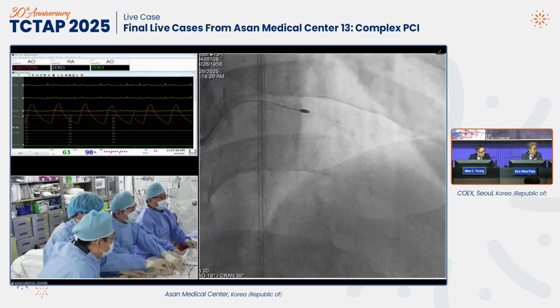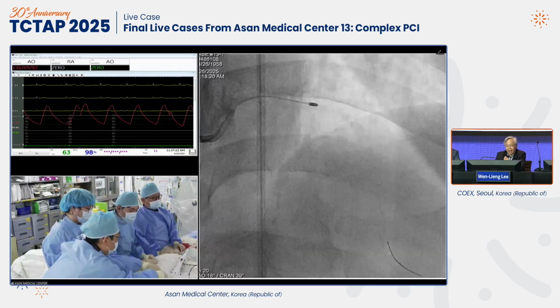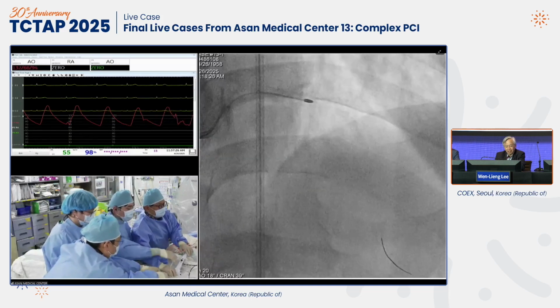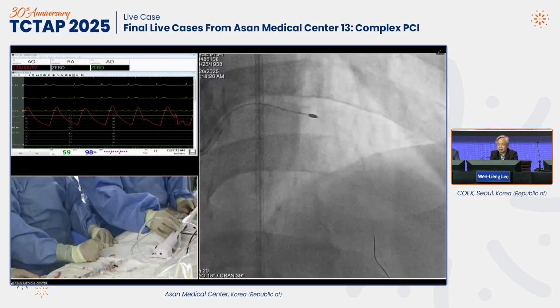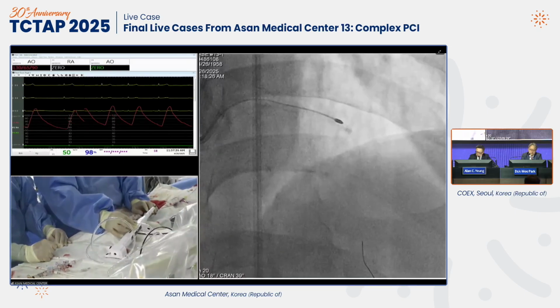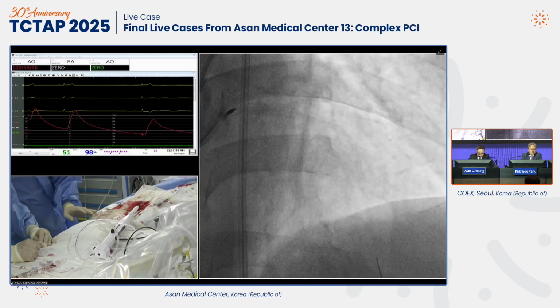Can I ask what type of wire you are using? Is this extra support wire or just regular wire? Yeah, this is extra support wire. Let him fix that lesion first. Rota both sides, 1.25 or 1.5? This is 1.5. Please give some atropine.